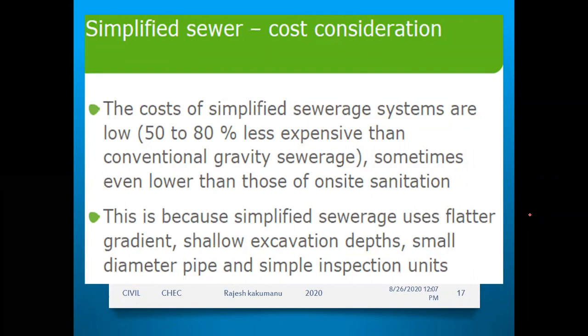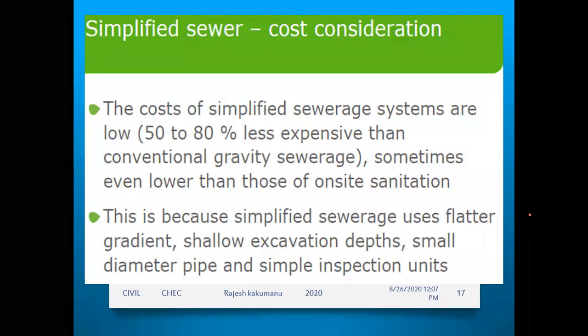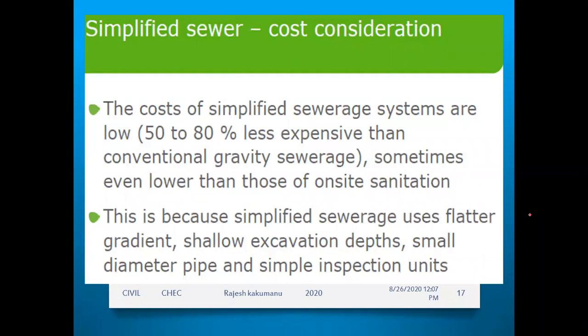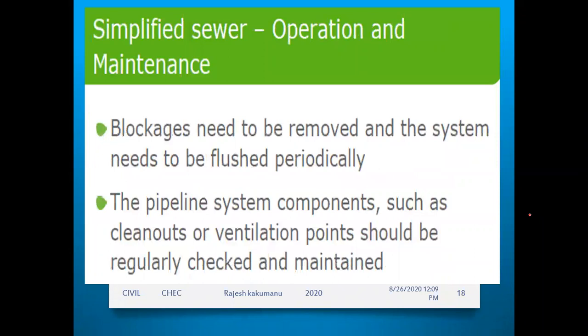Next, this is because simplified sewerage uses flatter gradient, shallow excavation depths, smaller diameter pipes and simple inspection units. So because maximum depth manamu we cannot place in the ground, and also the diameter of the pipes is less when compared to the conventional systems, thereby automatically the inspection process is also very simple. So that's why it is called a simplified sewer system.